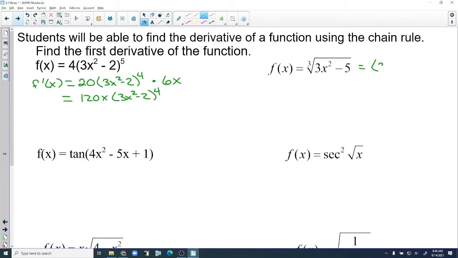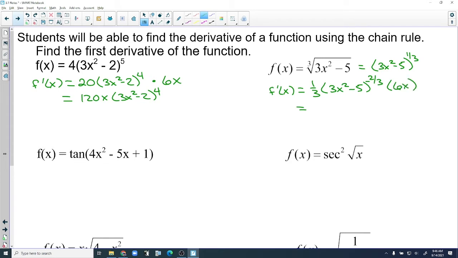This one is 3x squared minus 5. The function is that to the 1/3. So I didn't do the derivative. I just changed what the function looks like. Change it to that because now you can use the power rule to find the derivative. So f prime of x is 1/3, 3x squared minus 5 to the negative 2/3. So we reduce the power by 3/3, by 1. But then we have to multiply times 6x.